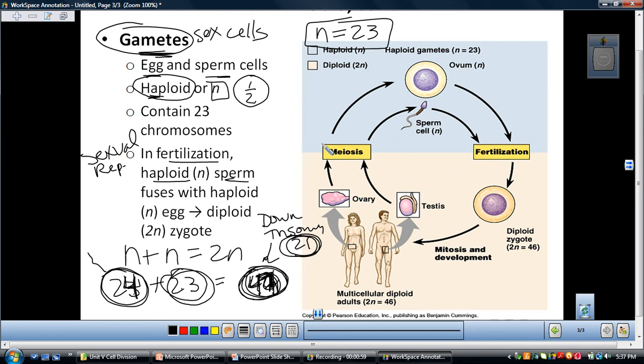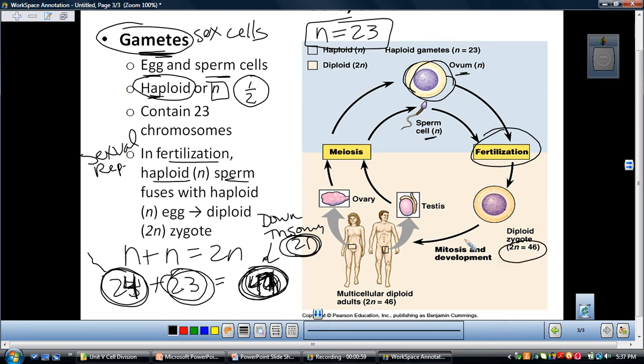Anyway, here's your diagram. You can kind of see that in order to restore the diploid number in a human, we must go through fertilization. So if you start over here, here's your egg, or your ovum, which is N. There's your little sperm, that's N. Restoring them, in other words, joining them together in sexual reproduction for fertilization, will restore the diploid number to a zygote that has 46 chromosomes.